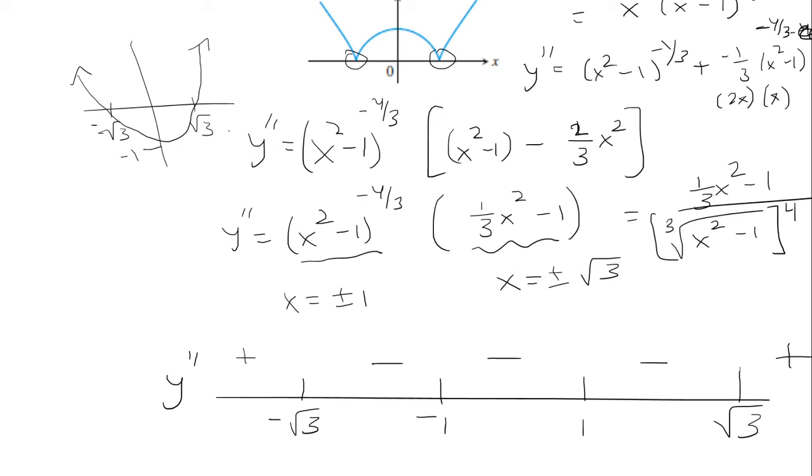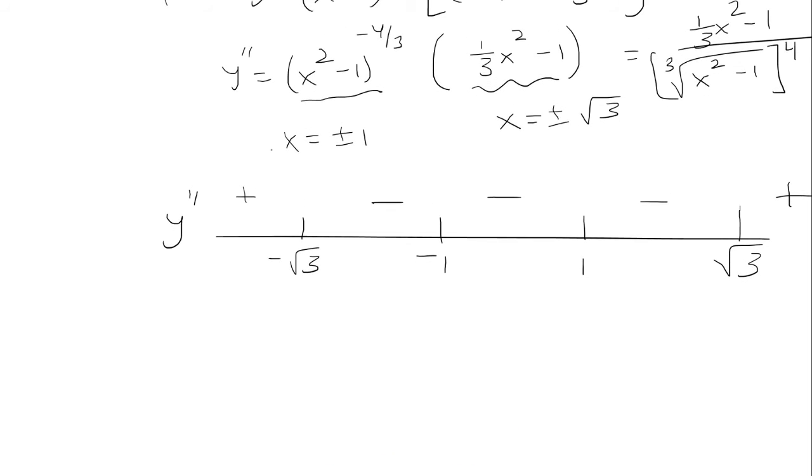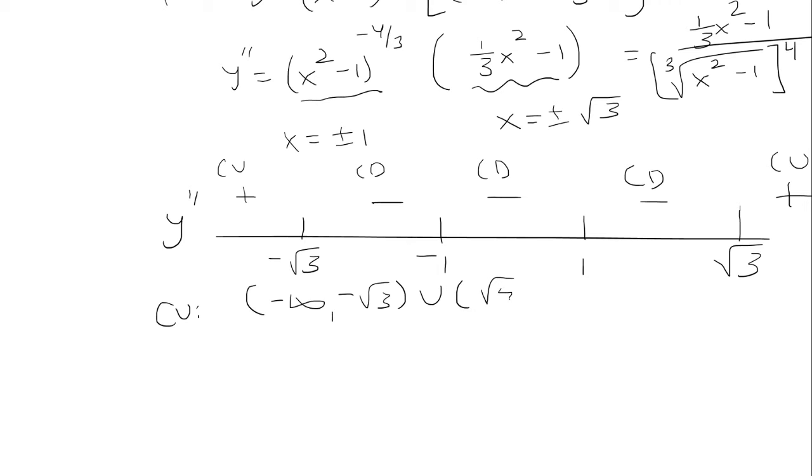Okay, so now we can say, where is it concave up, concave down? So concave up, concave down, down, and then up. So concave up from negative infinity to negative root 3, and root 3 to positive infinity. Concave down everywhere else, so between negative root 3 and root 3.